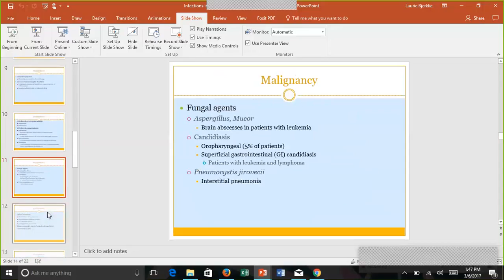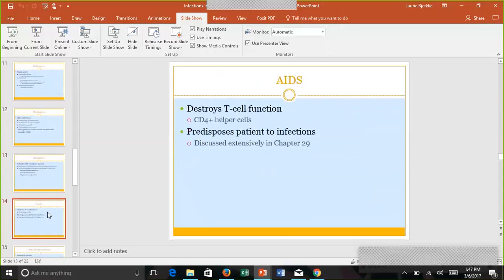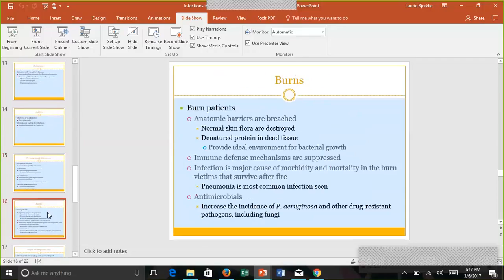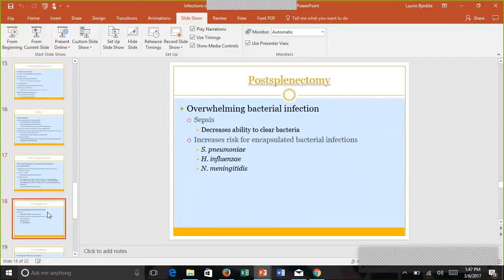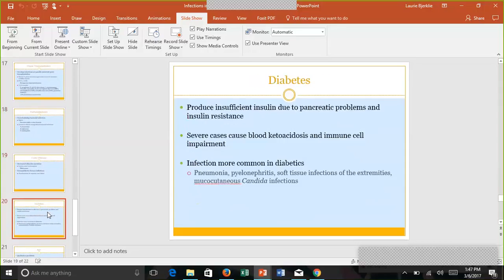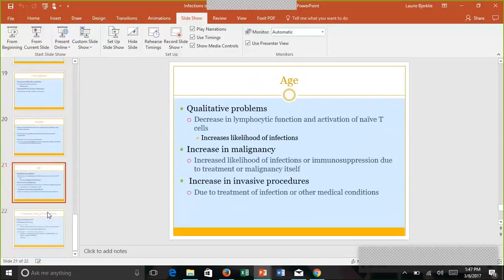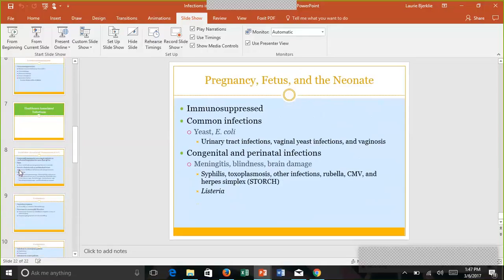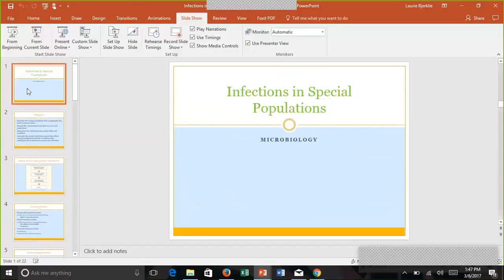The malignancy, the Hodgkin's one right there, the C3 deficiency, burns, organ transplants, post-splenectomy, those three, the cystic fibrosis, those two, diabetes with Candida. So, just kind of whittle it down and you should be just fine. Again, we already know these organisms. It's just remembering them and knowing what they can be linked to in the immunocompromised patients.